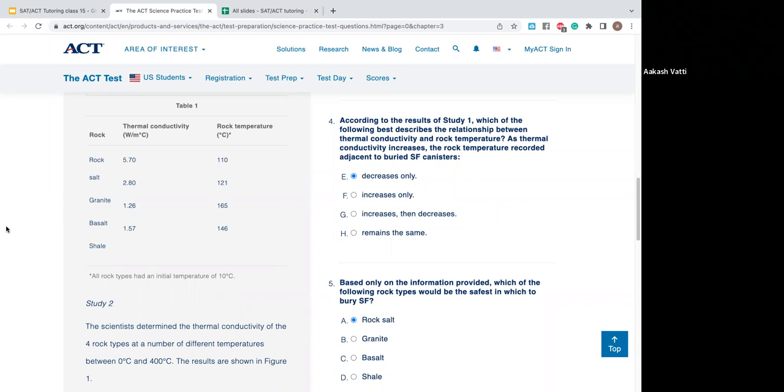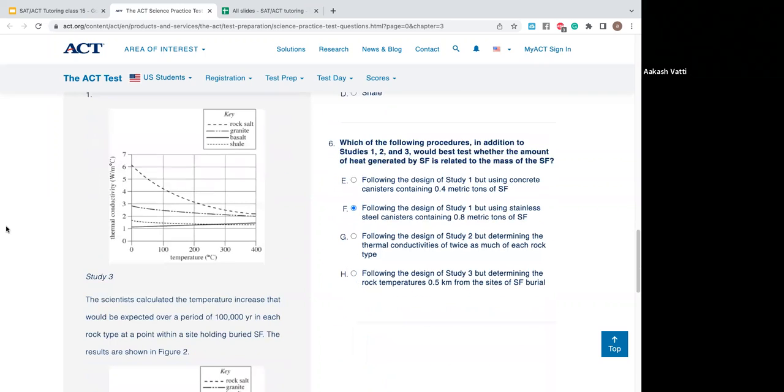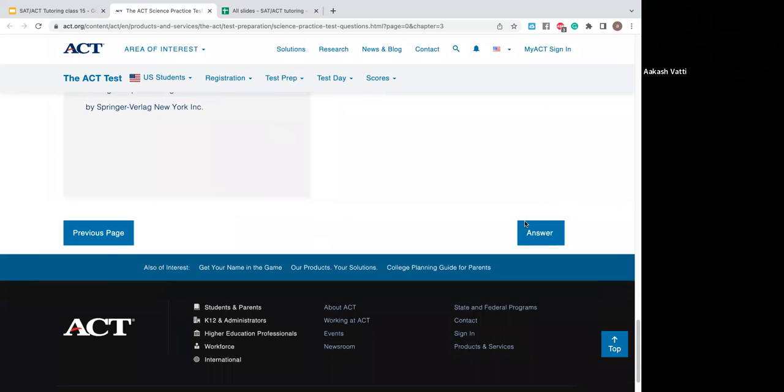And it's not G, as some of you have it, because to determine if the amount of heat generated by SF is related to the mass, the amount of heat should be determined as the mass is varied, and varying the mass of the rock types wouldn't indicate how much the mass of SF would affect heating. It would only vary the amount of mass the rocks have. So do you guys understand why it's not G and it's F? For the people who put G, just say yes or no. I can explain it again.